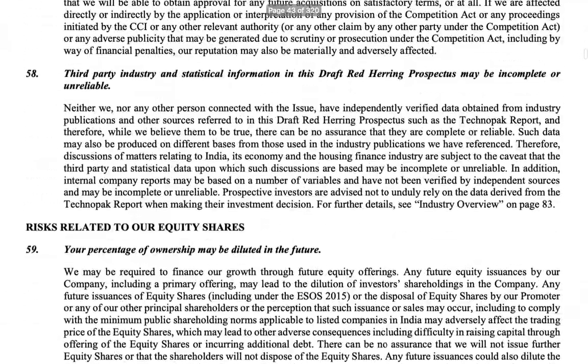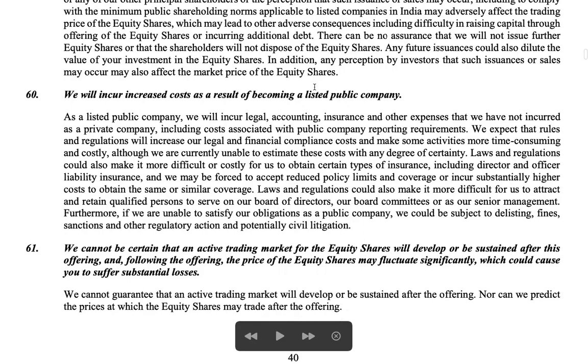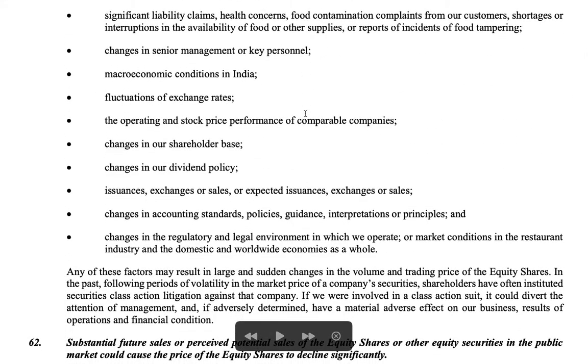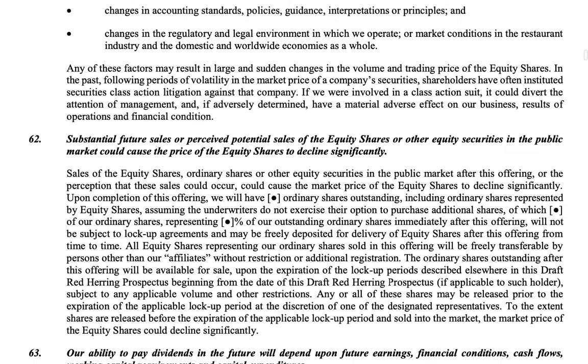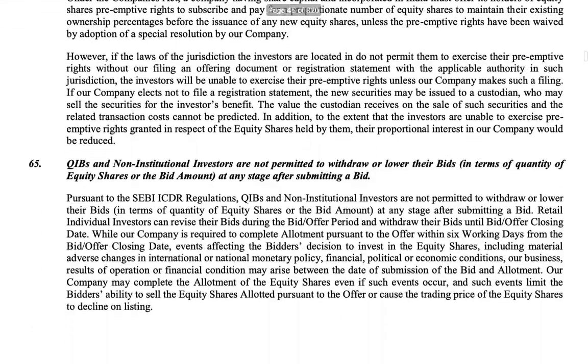I'm just going to quickly go through. Of course, there will be market risks related to our equity shares. So, for example, no matter what you buy, we may have a fresh issue of shares later on, and therefore our shareholding percentage might get diluted down. We will have more costs as a result of becoming a listed public company. We cannot guarantee that there will be an active trading market for these equity shares, and so on and so forth. These are again standard risks that relate to equity shares that are listed for any company. This is not specific to Burger King at all.